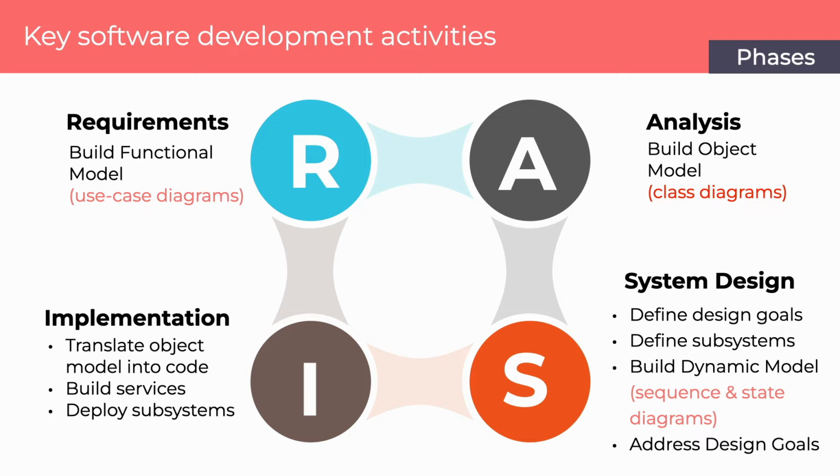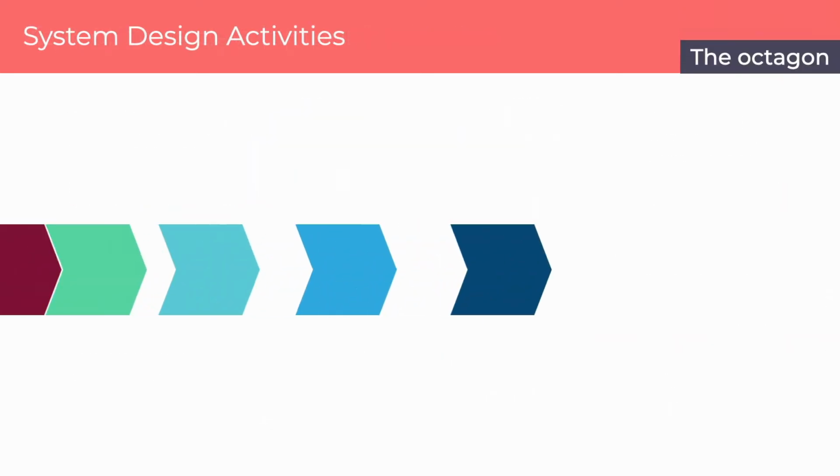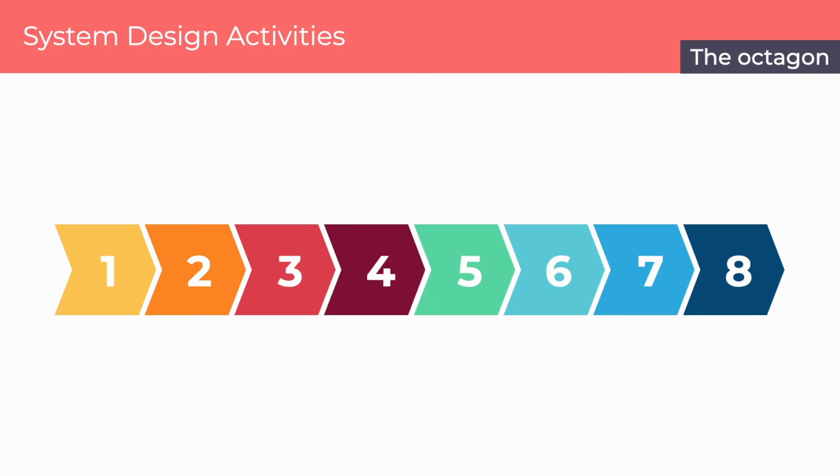Let's look into the various activities that will help us build a very solid system design. There are a total of 8 such activities, and generally they are carried out in the above said order. We will go through each of these activities at a high level in this video, and we will review each of them in more detail in subsequent videos.